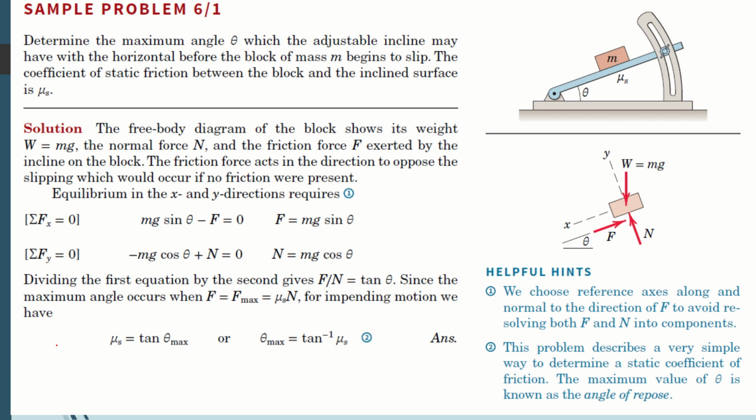Now, this is a very basic numerical problem based on frictional analysis. If you have gone back to your room after taking the previous video lecture and studied some of the first few pages of chapter 6 of Meriam, 9th edition, you would have gained certain concepts about friction. So let us look at this example. Determine the maximum angle theta which the adjustable incline may have with the horizontal before the block of mass M begins to slip. Now this is interesting. The coefficient of static friction between block and inclined surface is mu s.